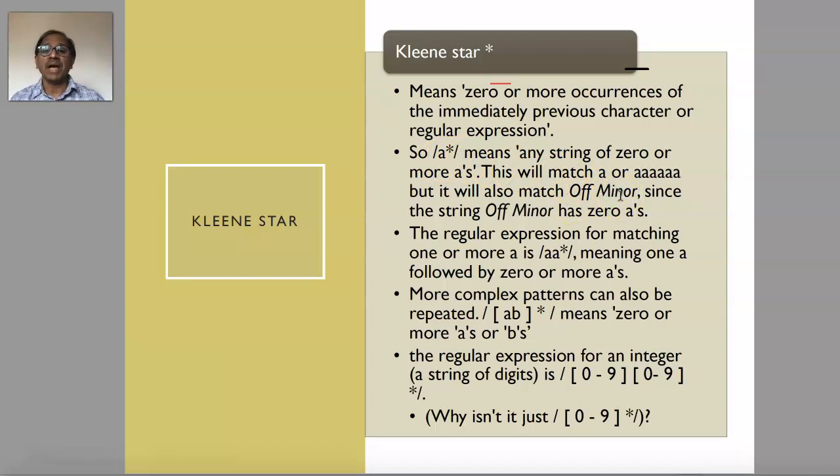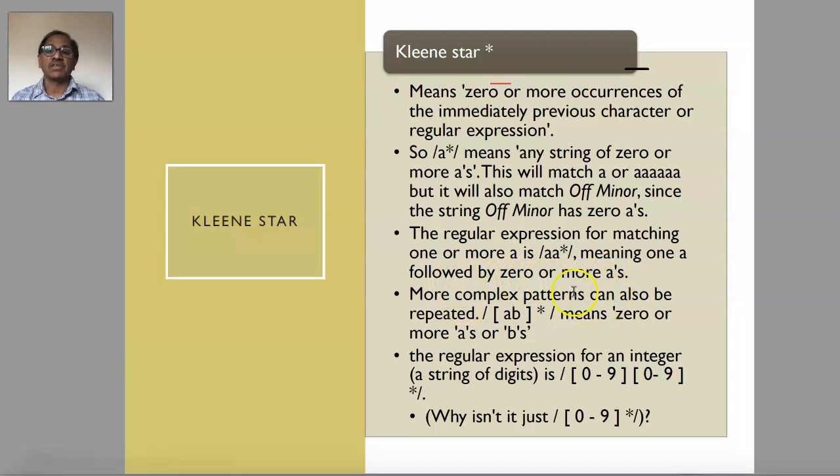So if you want to really match the language of sheep, there should be at least one A, B-A. It cannot be just B. So the expression we need consists of A star. That means there should be a single A first, and then there can be more A's or there may not be, or maybe a string of A's. So the regular expression for matching one or more A is A followed by A Kleene star, meaning one A followed by 0 or more A's.